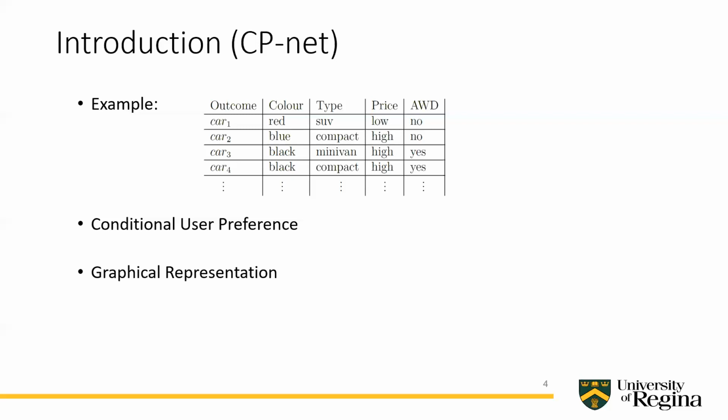In conditional user preference, the user will give some conditions based on the attributes. Let's say if the color is red, I want an SUV, not a compact car or a minivan. Or if the price is low, then I will go for an SUV. If the price is high, I will not go for an SUV, I will go for a compact or minivan, something like that. So these are the conditional preferences. And when we represent this conditional preference using a graph, we call it a CPNet, conditional preference network.